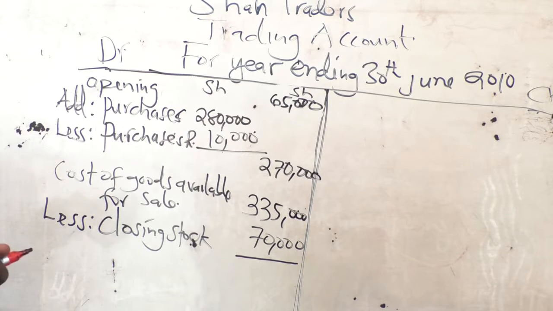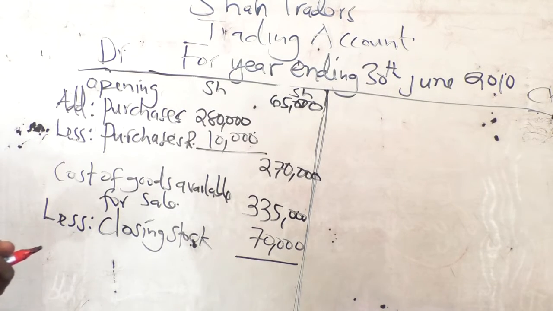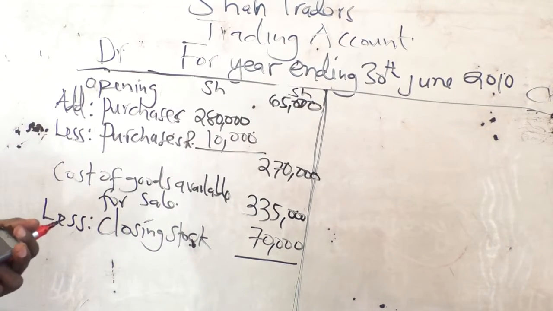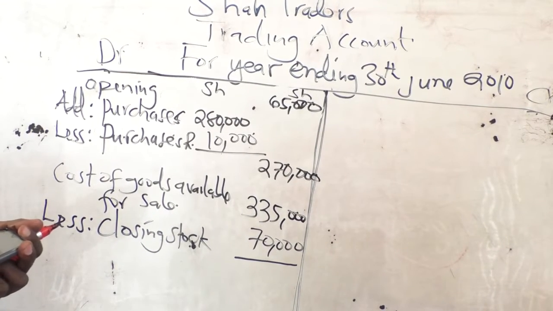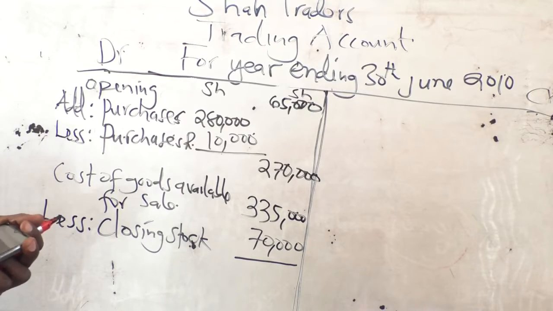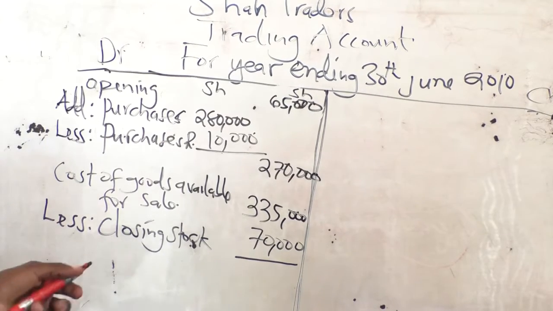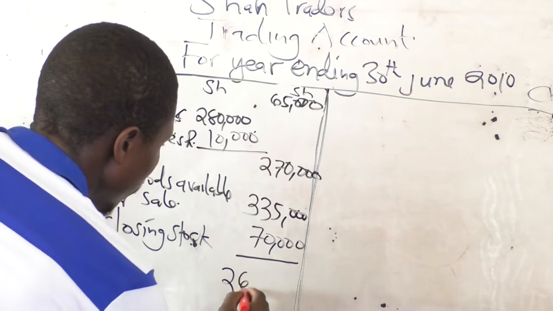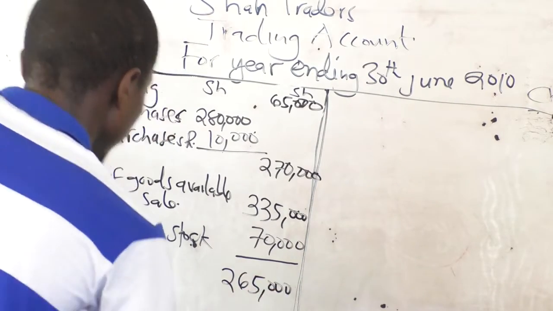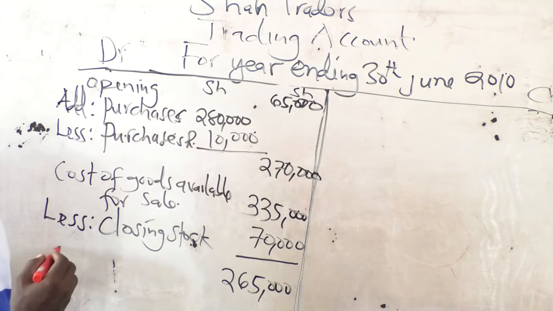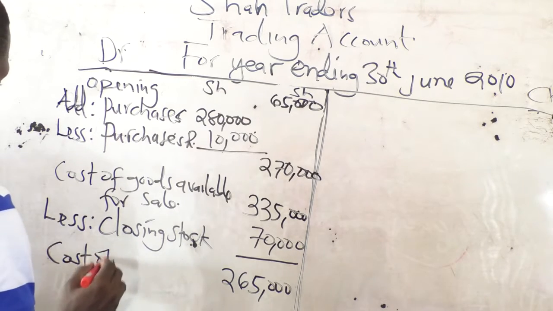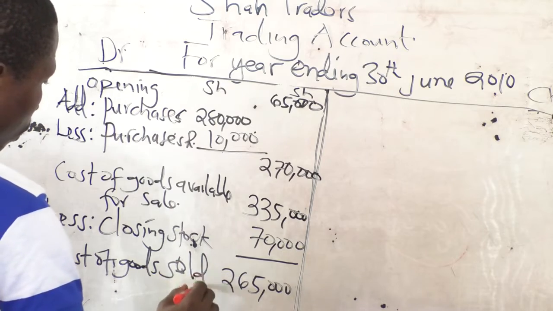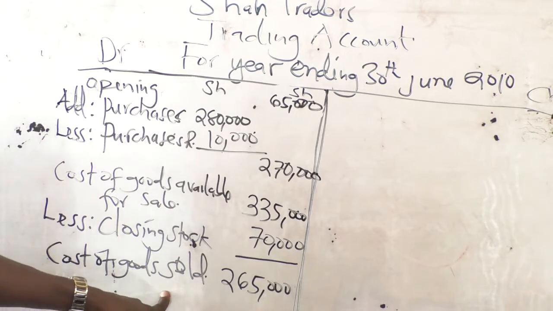I guess you should be having your book also, so that we are doing it together. So 265,000. So this is the cost of goods sold.